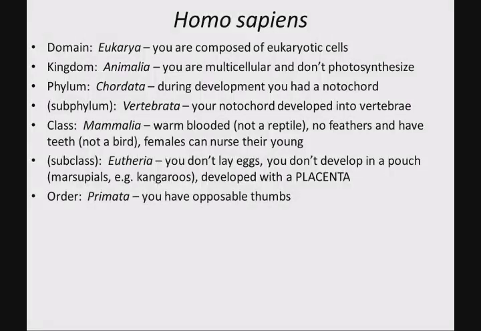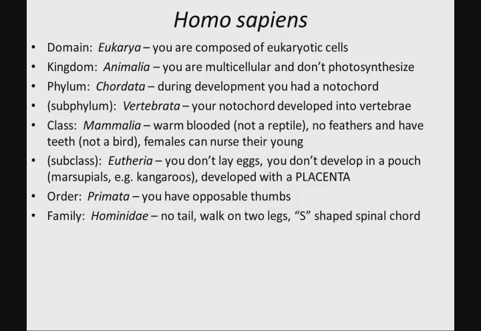We're in the order Primata. We have opposable thumbs. We're in the family Hominidae. We don't have a tail. We walk on 2 legs, and we have an S-shaped spinal cord. Now, this is a very specific group. There's not a whole lot of individuals in our family. In fact, there aren't any at all.